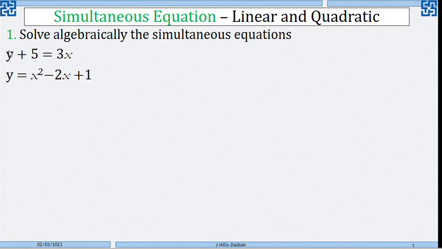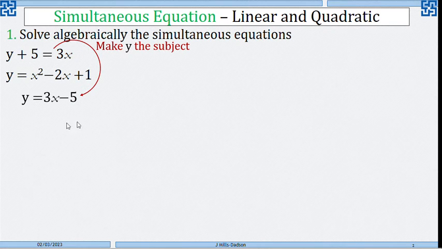So what we do is we look at the first equation. If we're able to make y the subject of the first equation, we can put that expression of y in the second equation. So first, we're going to make y the subject of the first equation by taking away 5 from both sides. So you end up having y equals 3x minus 5. So we number our equations, equation 1, and that's equation 2.